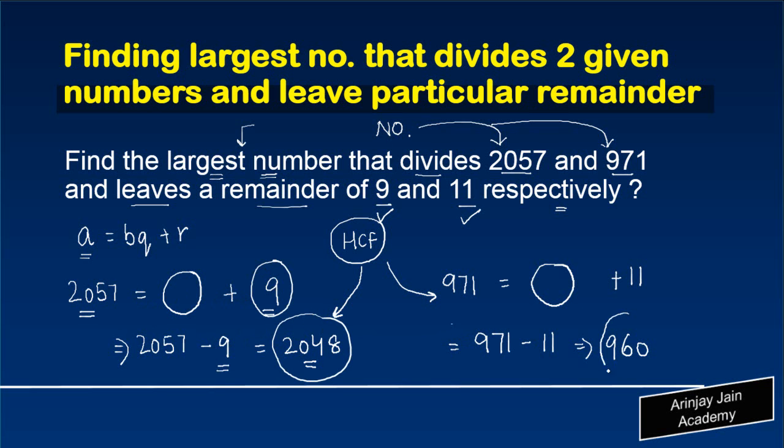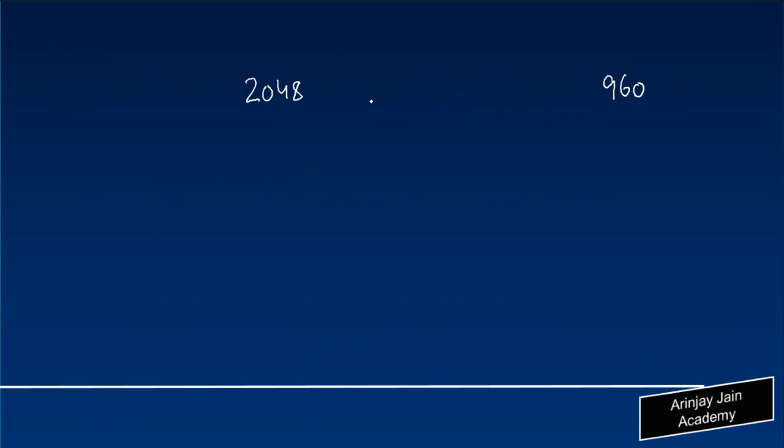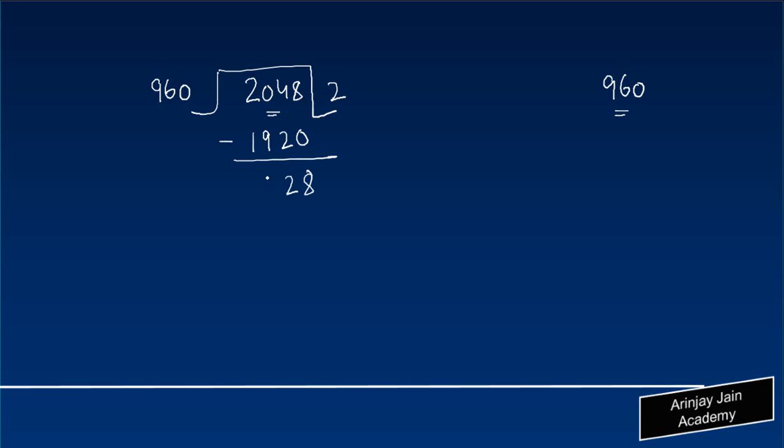Same over here. Now the simple thing we need to find out is which is the largest number that divides these two numbers exactly. So we just need to find the highest common factor of these two numbers. Simple, 960 will go 2 times. 1920. Subtract this. 8 minus 0, 8. 4 minus 2, 2. 128.